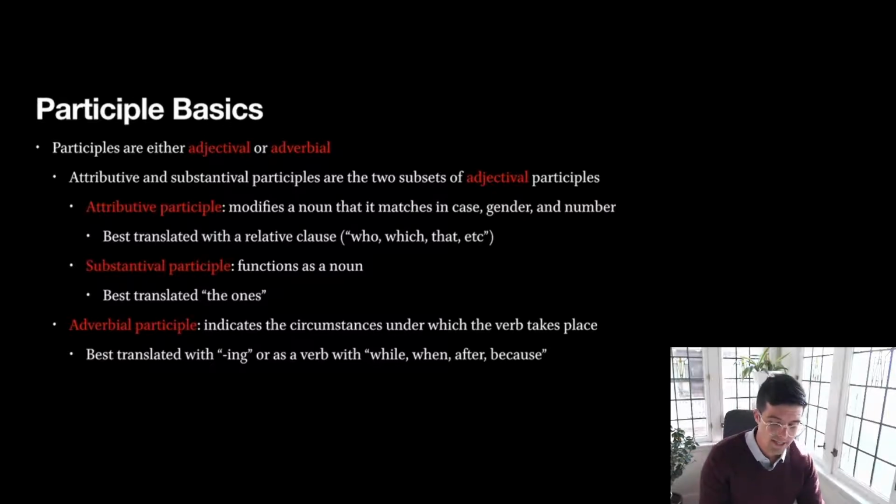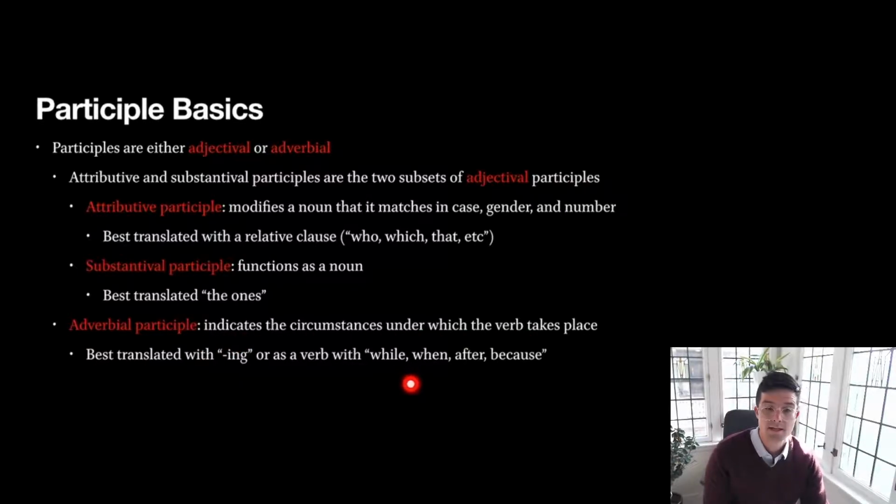So if an adjective is a word that modifies a noun, these are going to be more noun-like or adjective-like. They're going to have properties of adjectives. I should say all of them are going to have properties of adjectives and verbs, but these ones are going to be more closely related to nouns and adjectives, whereas this one is going to be more closely related to the verb in the sentence, telling us the circumstances under which the verb takes place.